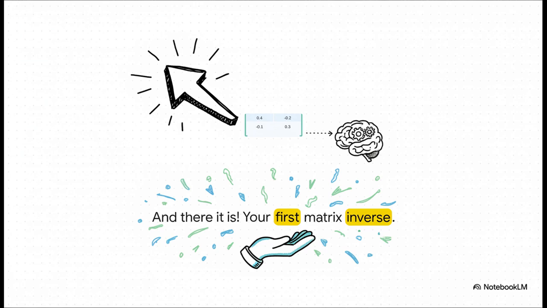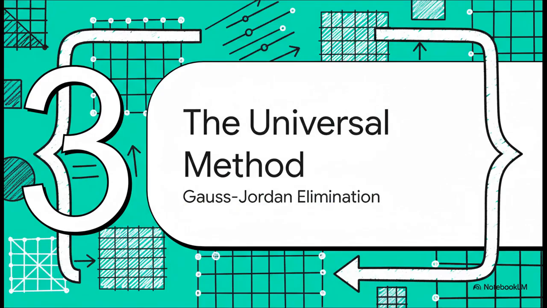See? Not so scary, right? Now, that 2x2 shortcut is fantastic, but it only works for 2x2s. What happens when you've got a 3x3 or a 10x10? For that, we need the universal method, the one that works for any size. It's a technique called Gauss-Jordan elimination.